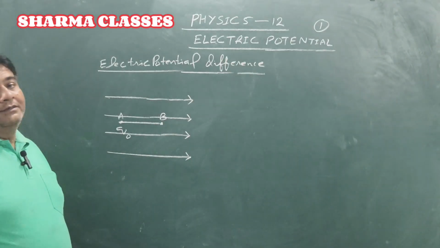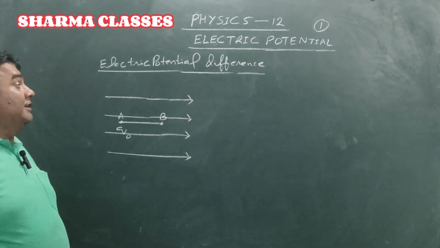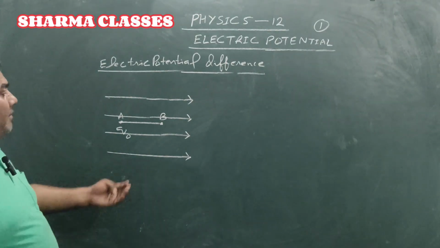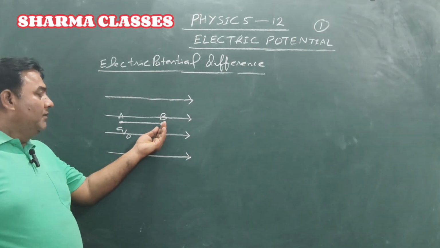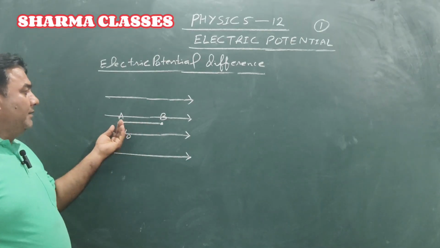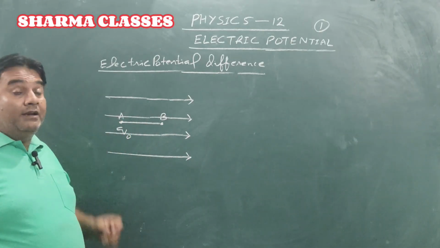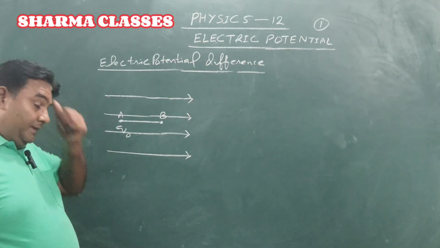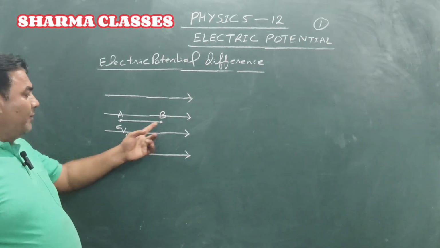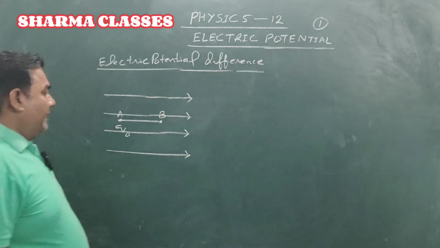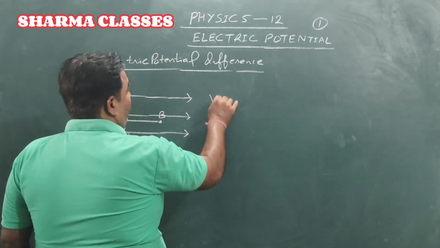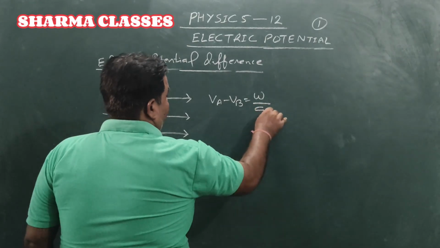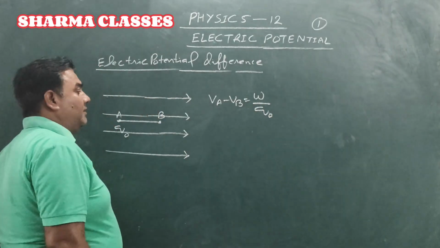This work is called electric potential difference. The definition of electric potential difference is the total work done by taking a unit test charge from one place to another place in an electric field, between those points. If W is the work done by taking this charge from point B to point A, then the electric potential difference is VA minus VB is equal to W upon Q naught.